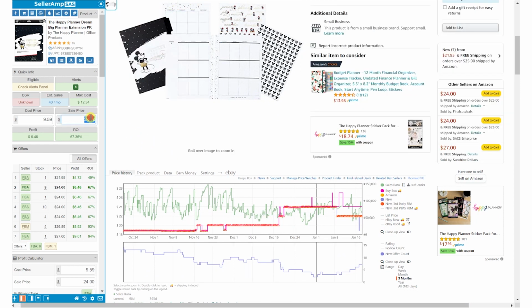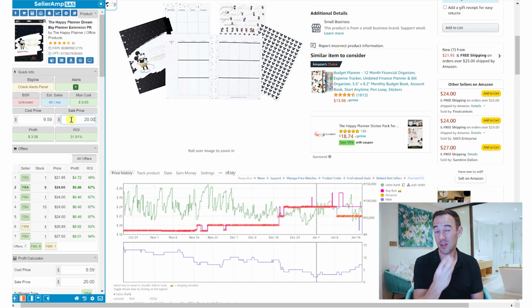So let's come in here and put $20 in. So what have we got? Well, we've got that $3 profit, and that's 30% ROI. Again, what did I say? $3 and 30% ROI. If you can go higher than that, you're really happy. $3, 30% ROI, we're happy as well.